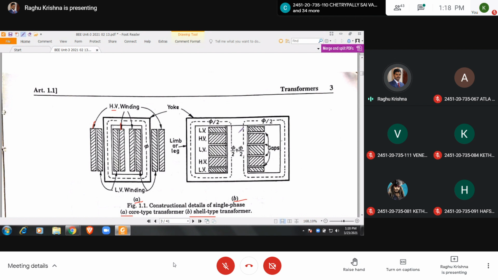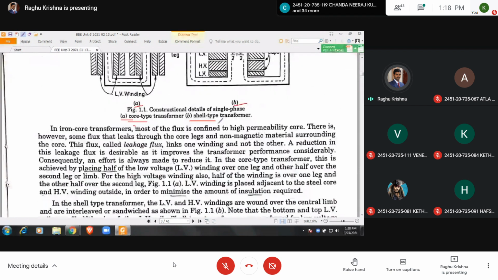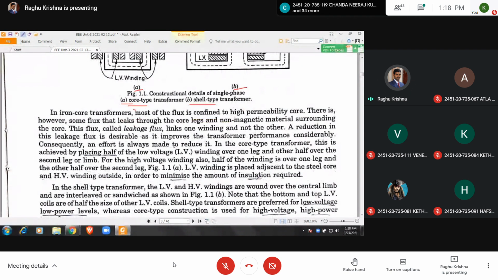So here the flux gets divided into two equal parts. And here you have LV winding, HV winding, LV winding, HV winding, LV winding. So these are interleaved windings. Why are we doing it like this? In order to reduce the leakage flux. And why is LV placed adjacent to the core? In order to reduce the insulation requirement. So all these points you can see here: minimize the amount of insulation required.